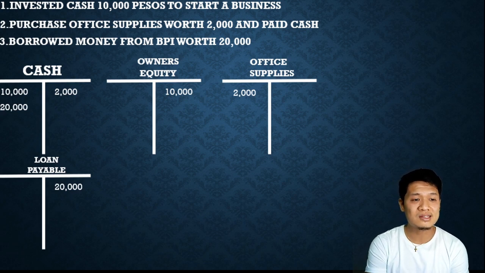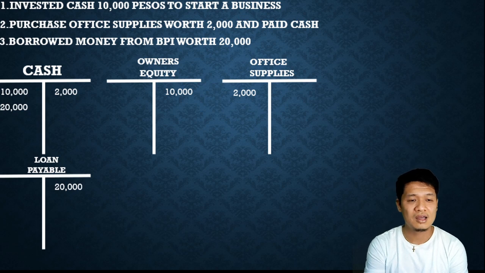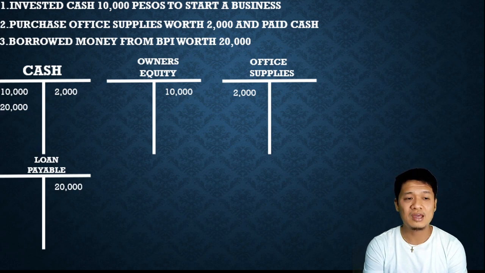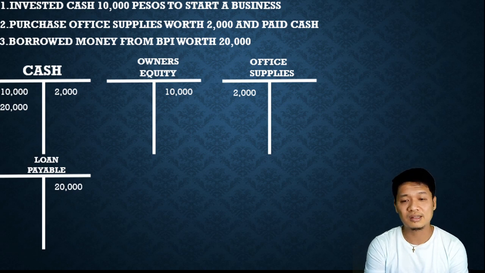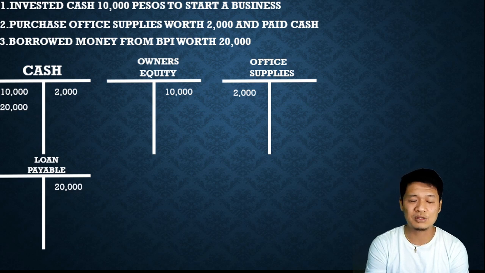So, kung i-analyze natin, tignan nyo, ito total natin lahat na dinebit natin. For cash, we have 10 plus 20, 30. And then, another debit for office supplies of 2. So, total na dinebit natin, 32. And, same thing, yung total na kinredit natin is 32 din. 2,000 for cash, 10,000 for owner's equity, and 20,000 for loans payable. So, the total debit is 32,000 and then the total credit is 32,000.